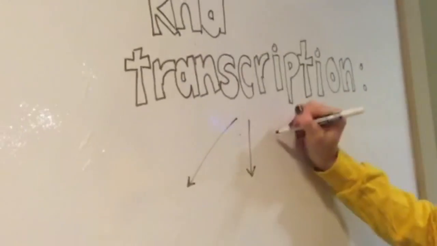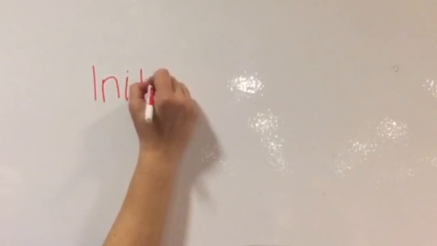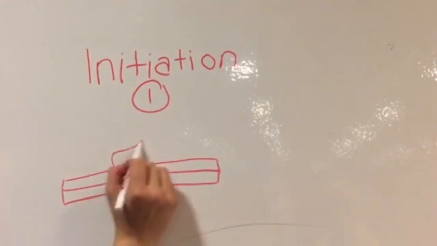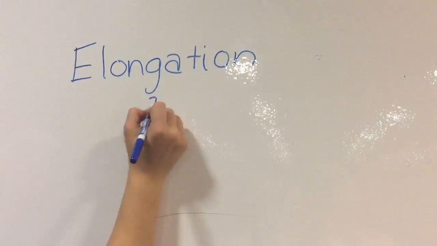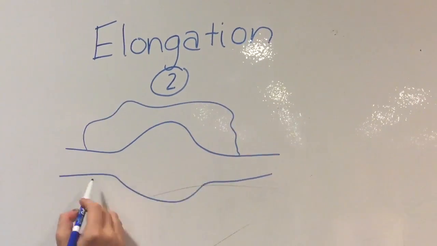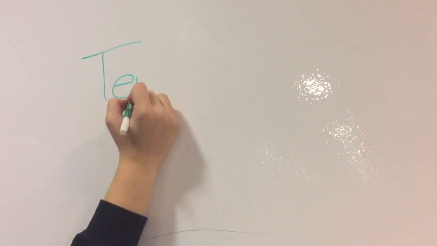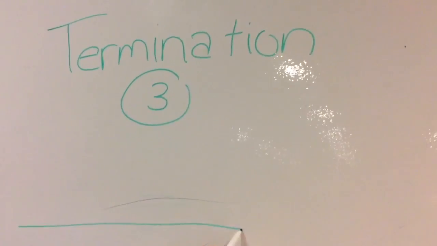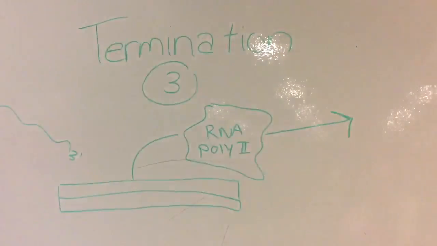Transcription is broken down into three parts: initiation, elongation, and termination. Initiation is the first step in this process, in which the transcription complex forms. Elongation is the second step, in which nucleotides are continuously added to the new strand of RNA. Termination is the final step of transcription and is when RNA polymerase dissociates and the RNA molecule is released.